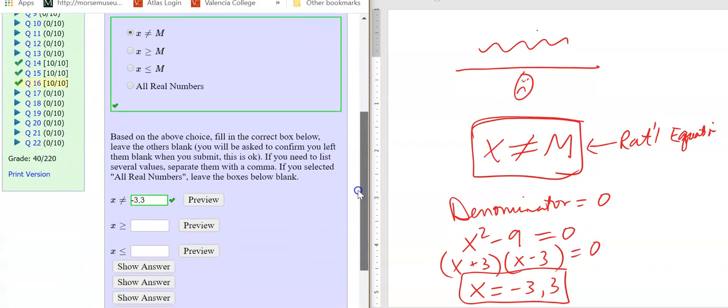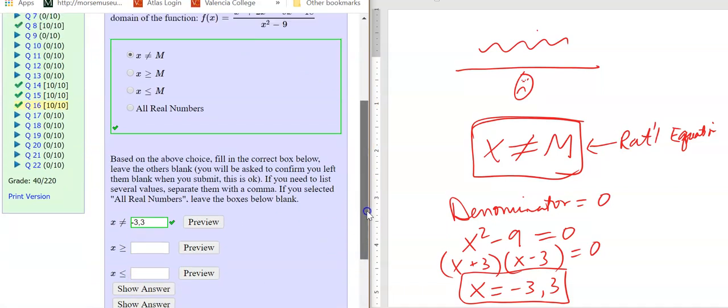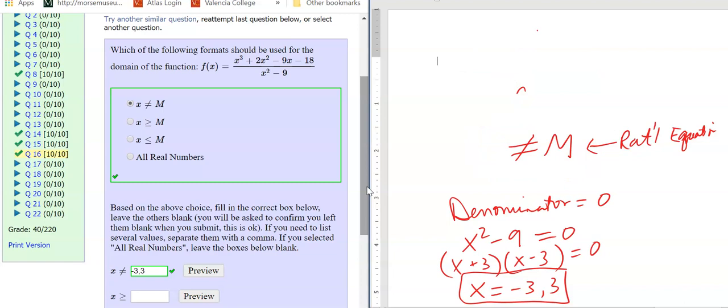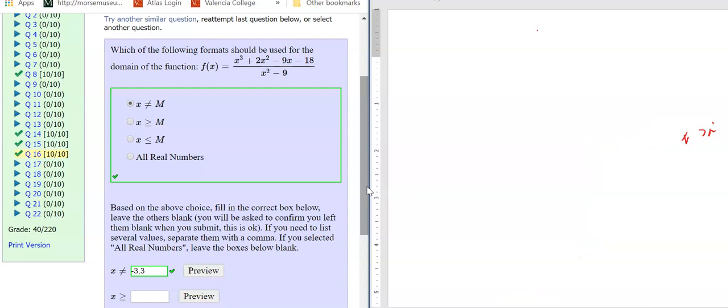So don't feel like you have to put something in those last two boxes. They're going to stay empty. We're going to only use the one that matches this first x is not equal to m box in the rational function section of this class. Okay, because that's what we're trying to make the denominator always equal a number. We don't want it to ever equal 0.